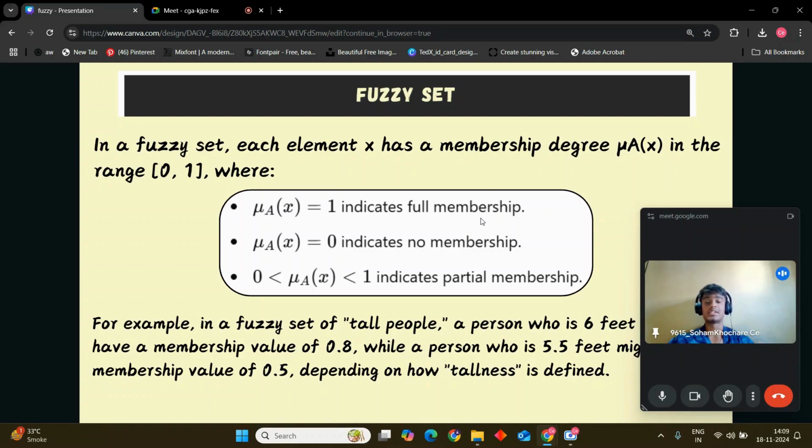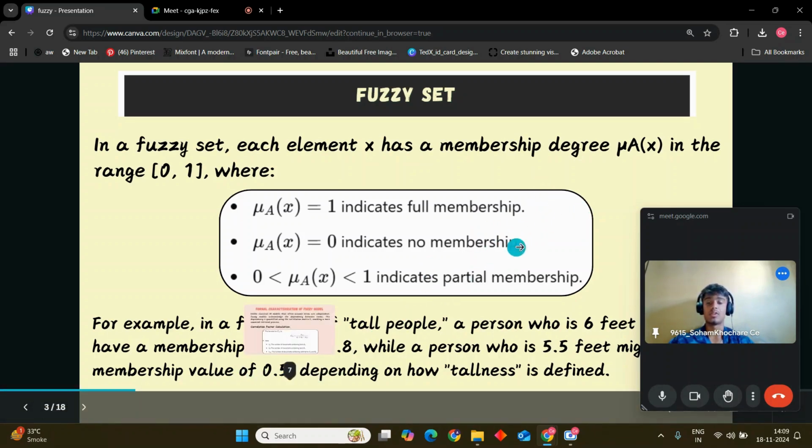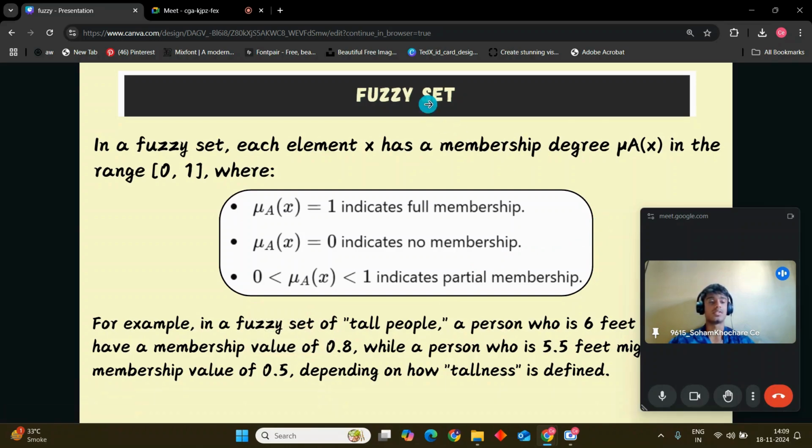Also, you can take the example of a fuzzy set of tall people. A person who is 6 feet will have a membership value of 0.8, while a person who is 5.5 feet might have a membership value of 0.5, depending on how tallness is defined.